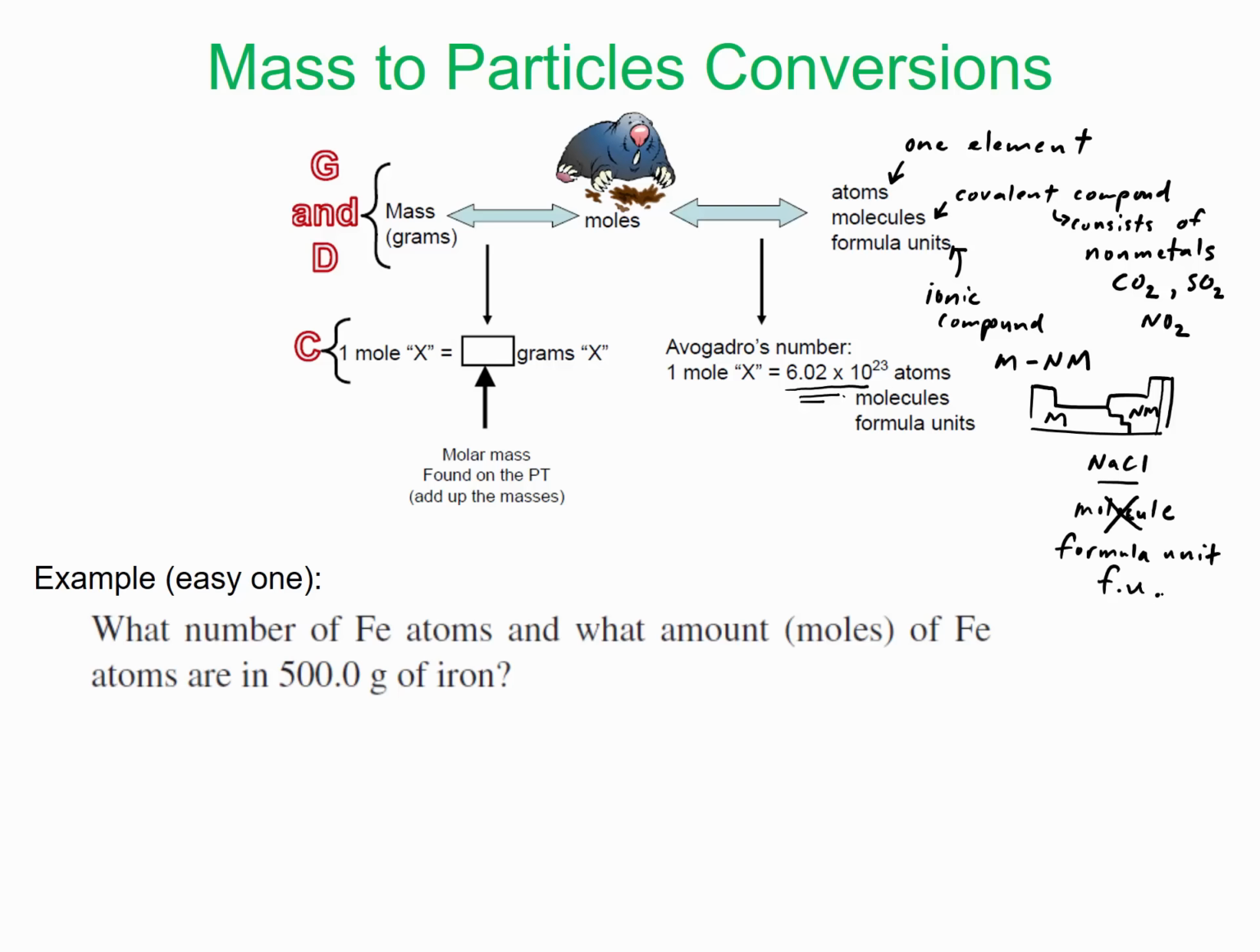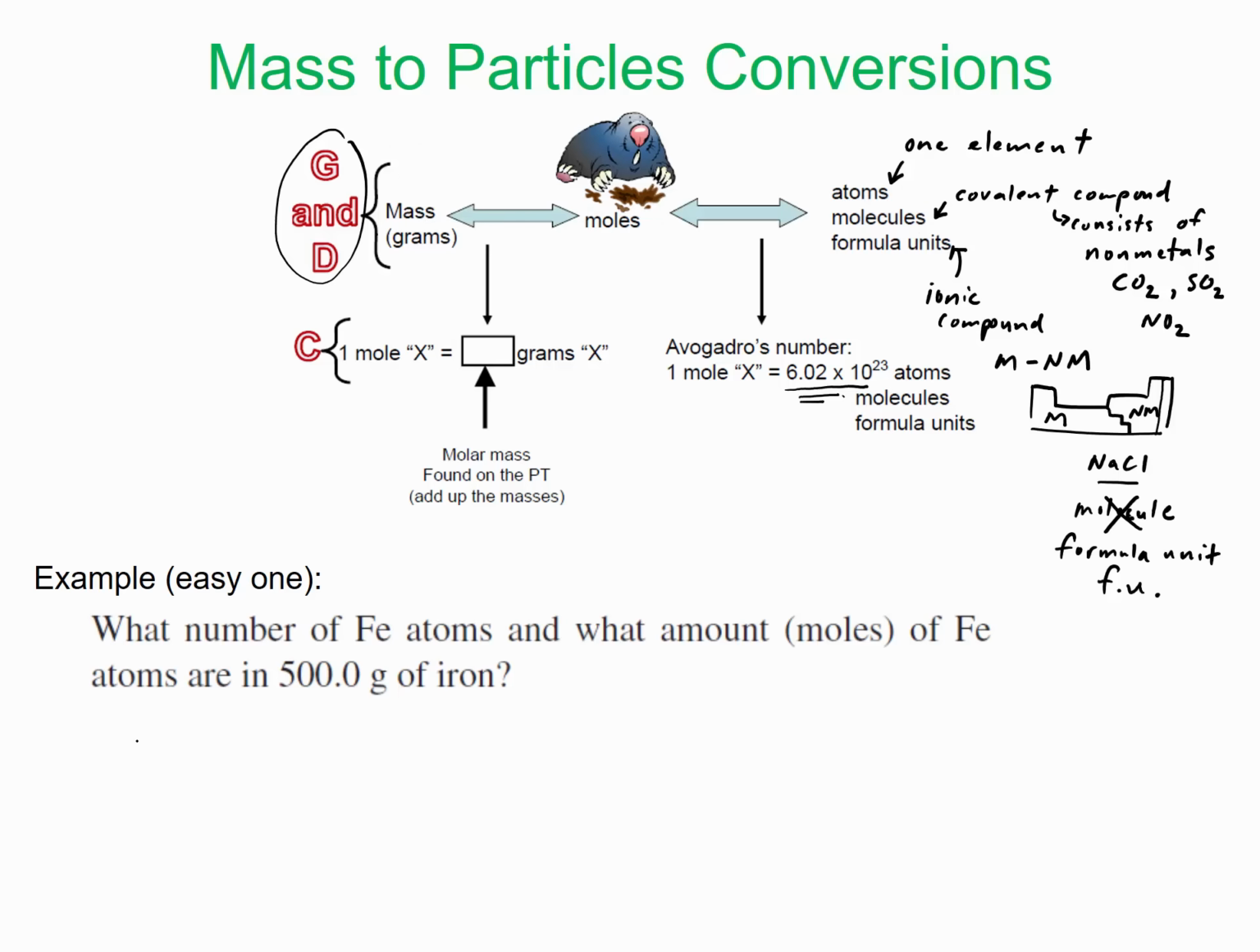What number of Fe atoms and what amount of moles of Fe atoms are in 500 grams of iron? I'm going to start off with what this G and D stand for: your given and desired information units. Your given and desired will be on this line right here. The ones you see down here are your conversion factors. These are the steps you're going to need in order to change from this unit to, say, this unit, or from this unit all the way to this unit here.